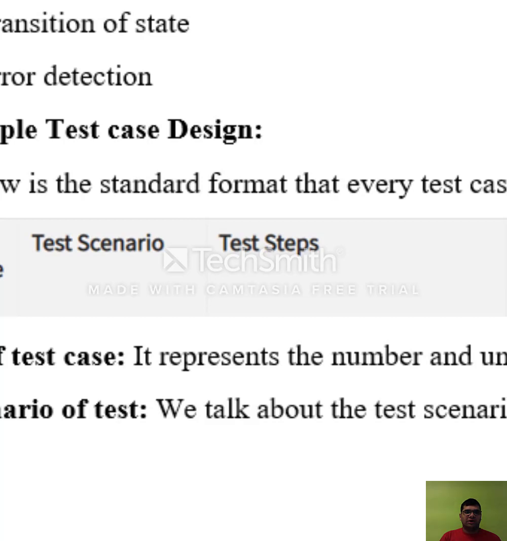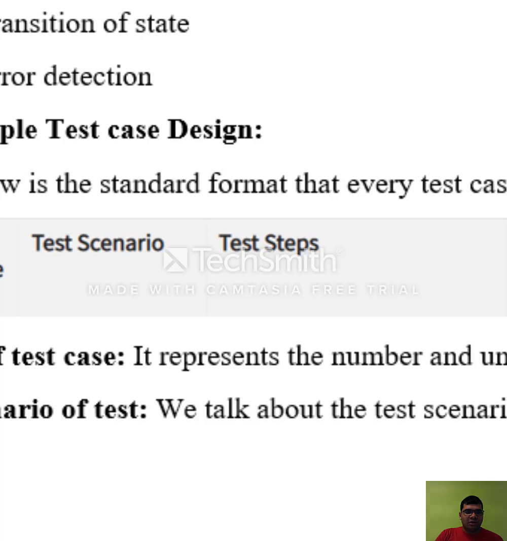Hi, I am Tarak. I would like to discuss test cases. A test case can be defined as a set of instructions that would be executed to test a particular functionality of the product to ensure it works as expected. In order to write a test case, it is very important for the tester to have business knowledge of the application. There are 5 types of test cases: boundary value analysis, equivalence class partitioning, testing based on decision tables, state transition, and error detection.